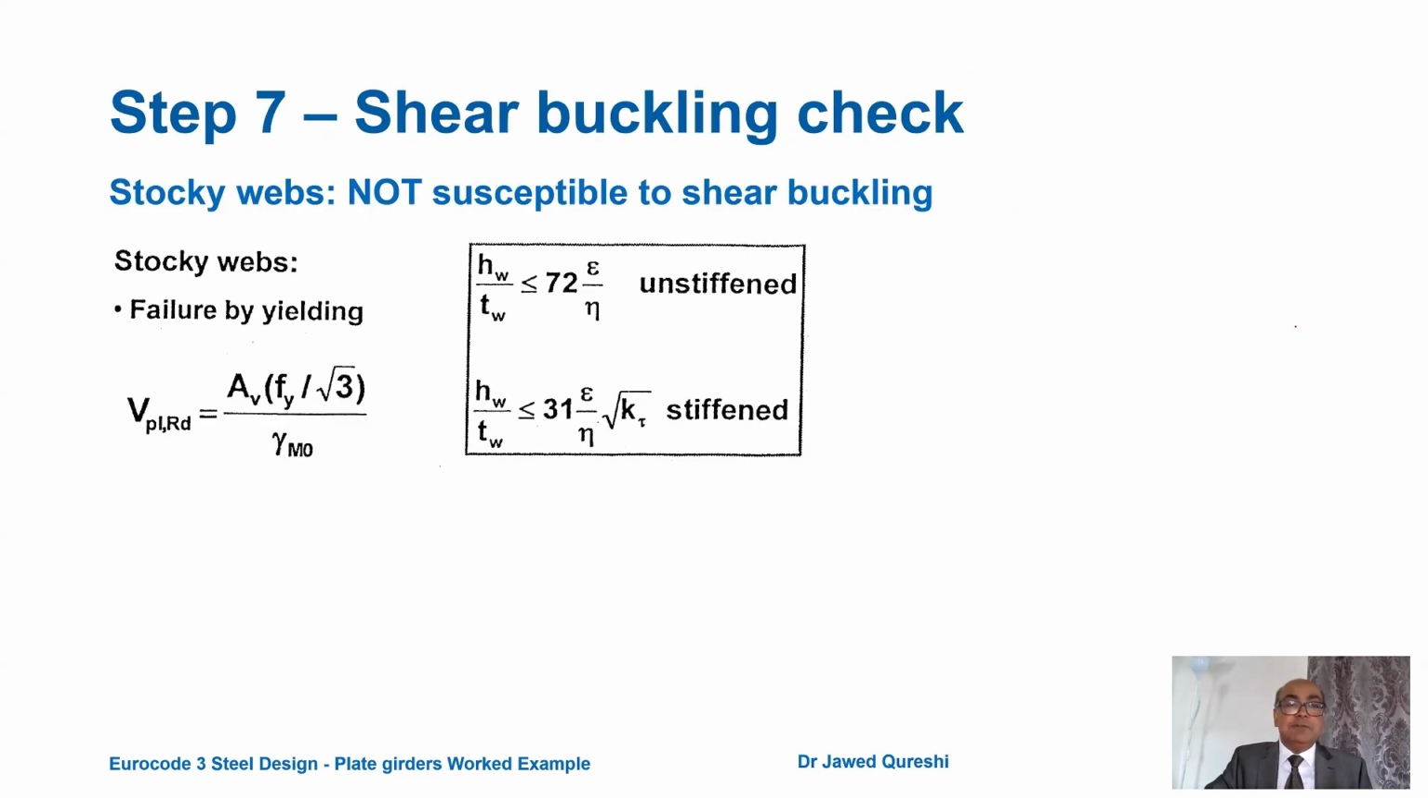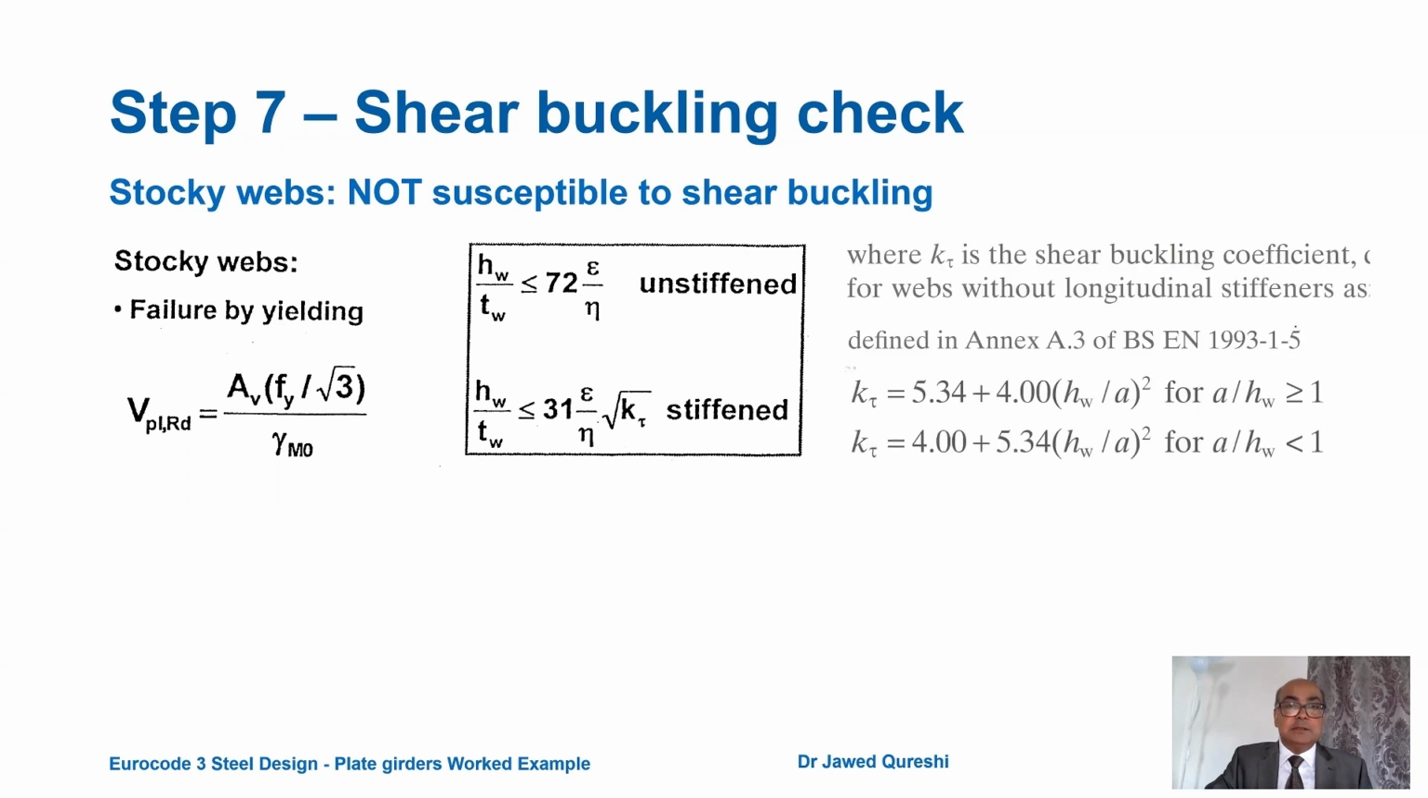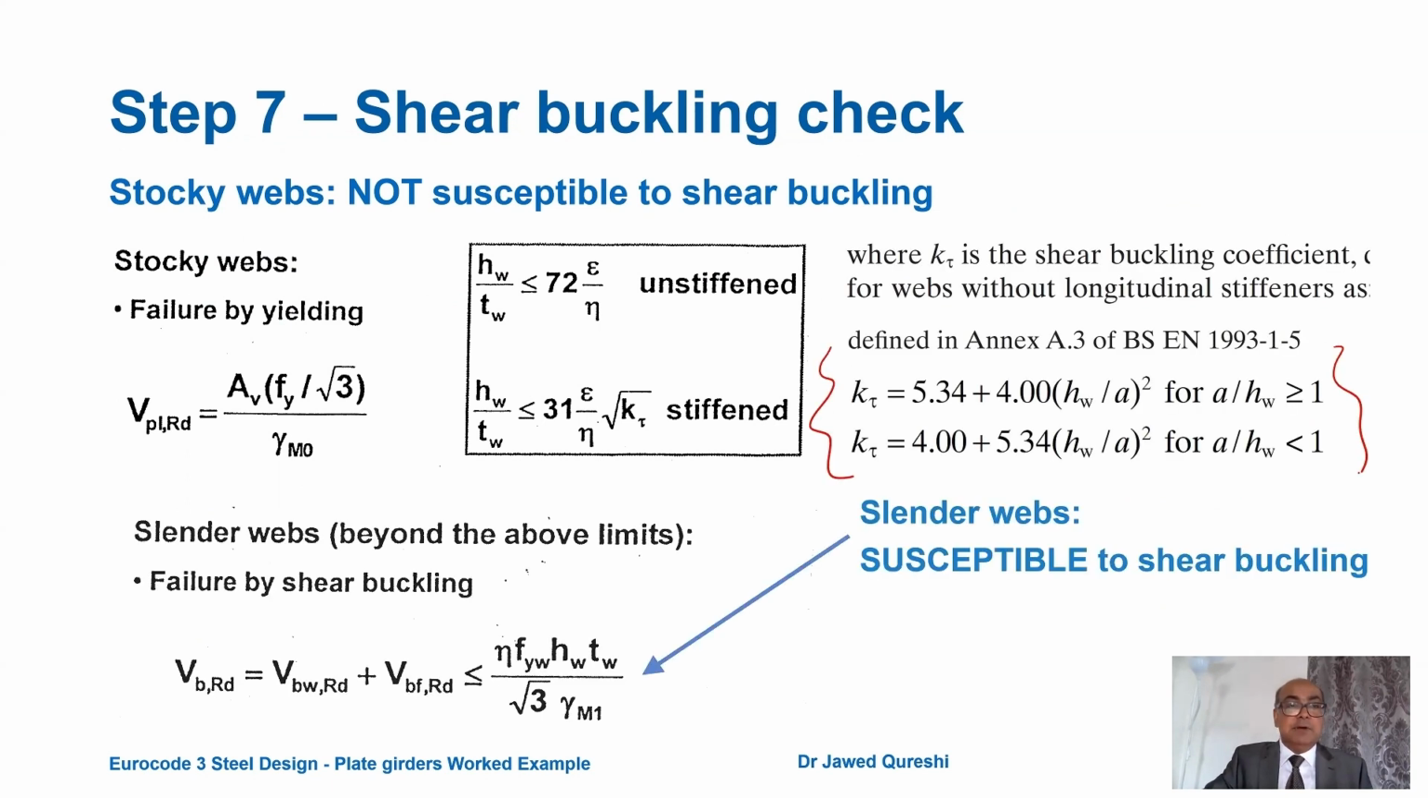For stocky webs, the failure is by yielding of the material. We have the shear buckling factor using these formulas. For slender webs, failure happens due to shear buckling, and here we will be ignoring the effect of shear from flanges. We will just be considering web. Now let us check whether shear buckling is needed or not. So we will be using this formula. Initially our web is unstiffened, but we will stiffen it, so we will use this top formula.